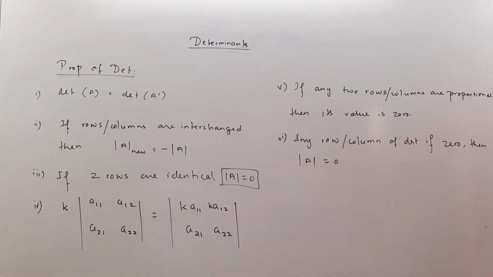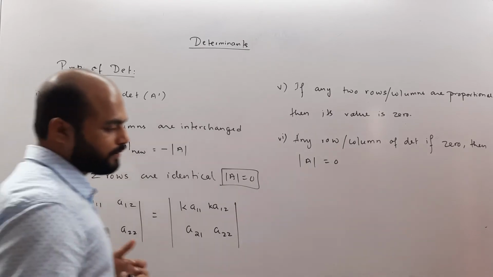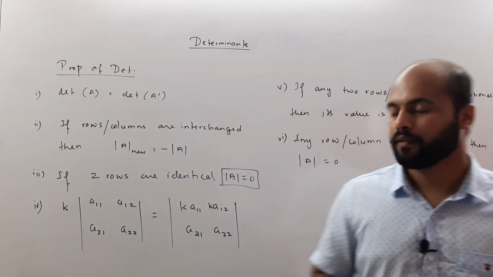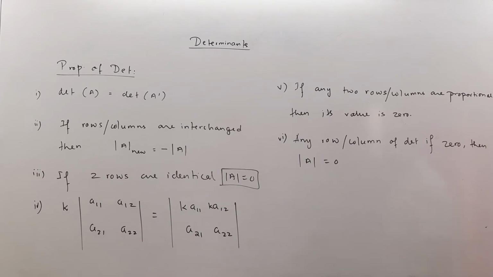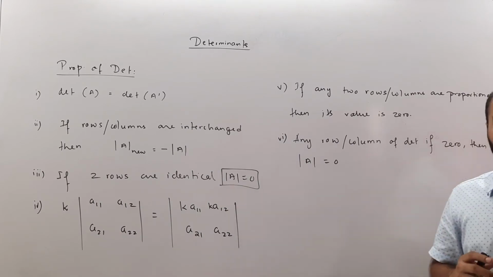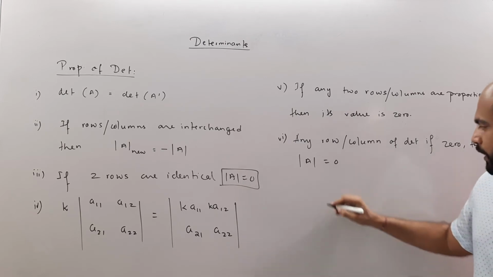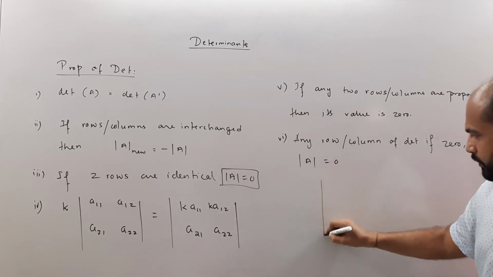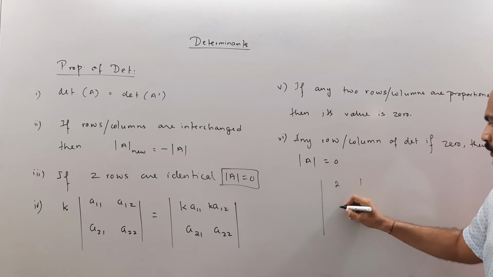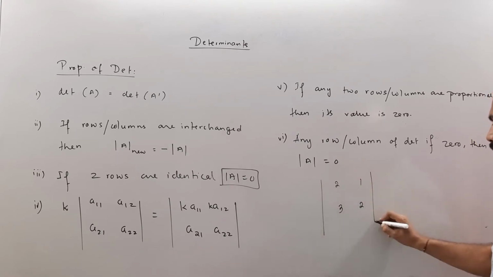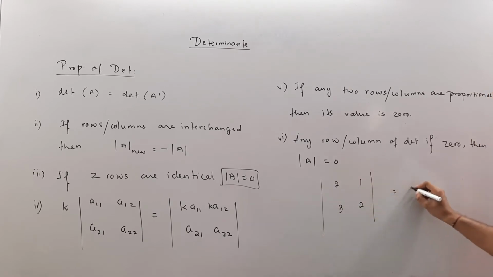Now after we have seen the basics of determinants and how to solve a determinant, let us have a look at some properties of determinants. The first property is that the determinant of matrix A is the same as the determinant of its transpose. Let's take an example. Suppose we have a matrix like this, which is 2 1 3 2.